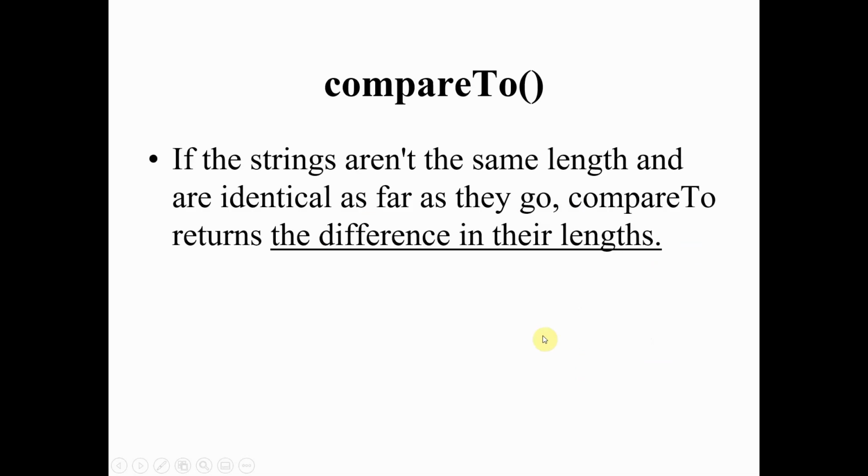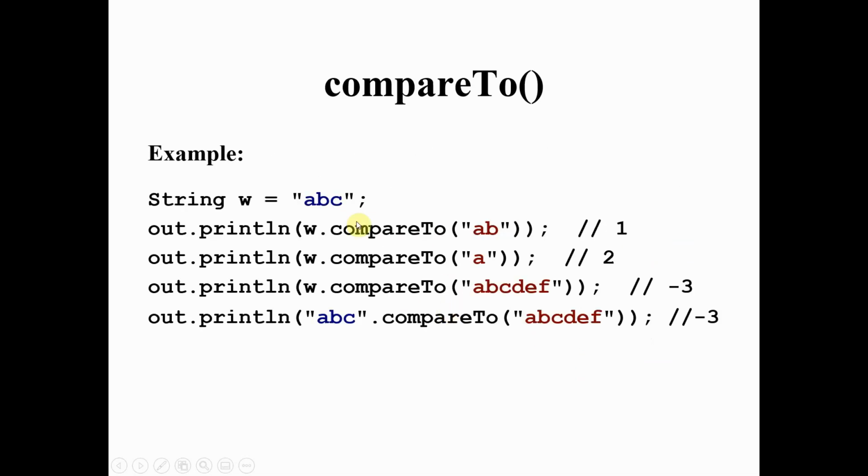There is a special rule that happens, like in this example. So here you got ABC, you have AB. They're identical as far as they go, but this one doesn't have a third character. So the rule in that case is you just subtract lengths, and this string is one longer, so it's bigger by 1. And if I compare ABC to A, it's bigger by 2. If I compare ABC to this longer string, well, now this length of 3 minus this length of 6 gives a negative 3, and that's all it's doing is subtracting lengths.